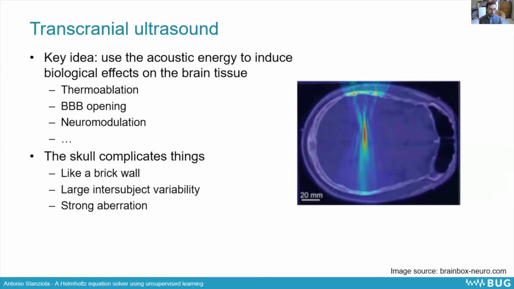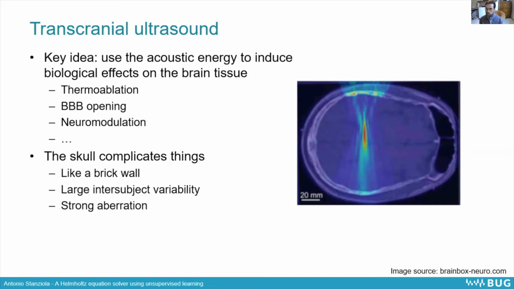What all those methods have in common is that we need to be able to focus our ultrasound wave on a specific spot. This requires some form of computational modeling to predict what the wave field is going to look like in the brain. This would normally be pretty much a geometric problem if we were dealing with soft tissue. But when we're looking at transcranial ultrasound, the skull makes things much more complicated.